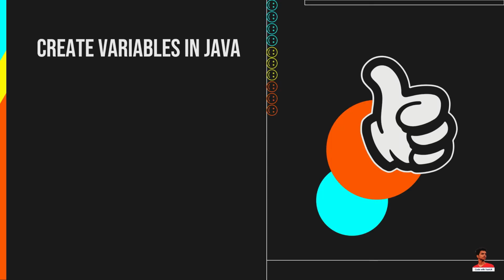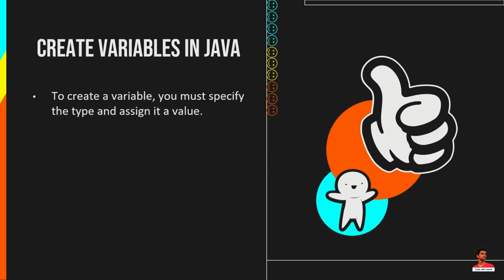How to create variables in Java? To create a variable, you must specify the type and assign it a value. In this syntax, type is one of the data types such as int or String, and variable name can be any name which you want. The equal sign is used to assign values to the variable.